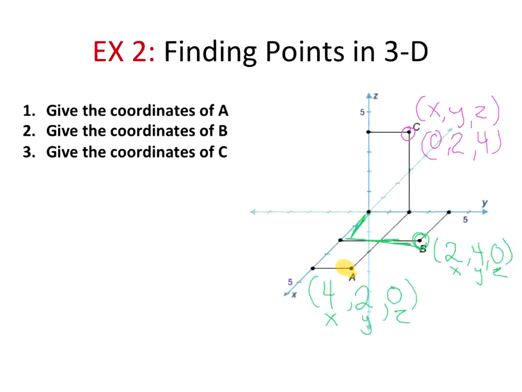0, 2, 4. So it's not towards us, it's not away from us at all, so my X is 0. Then on the Y, it's positive 2. On the Z, it's up 4. So 0, 2, 4. Great job.